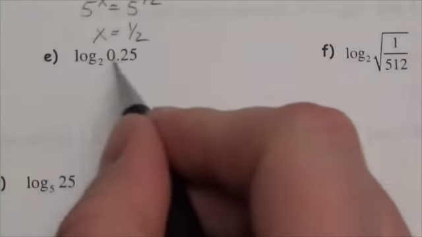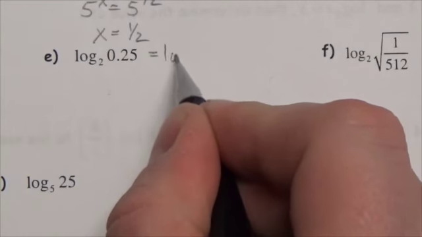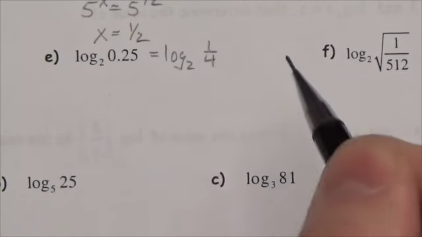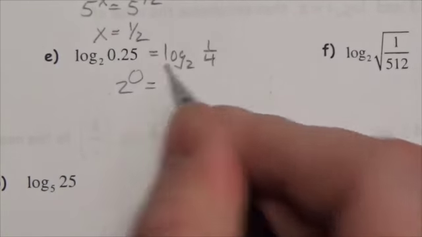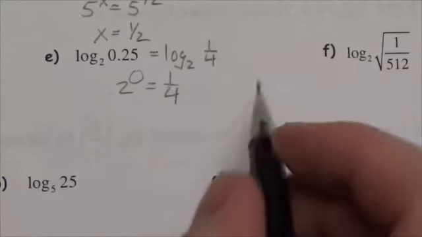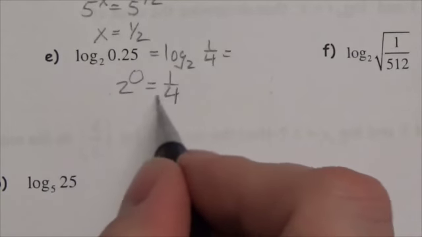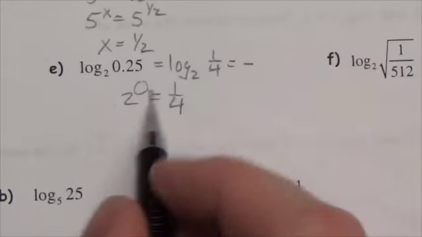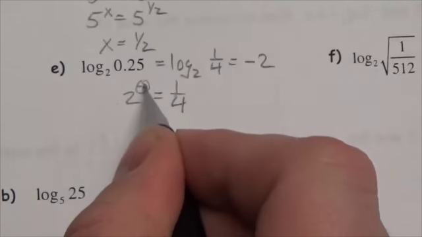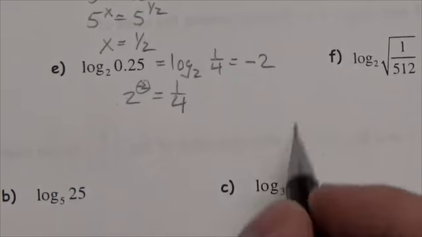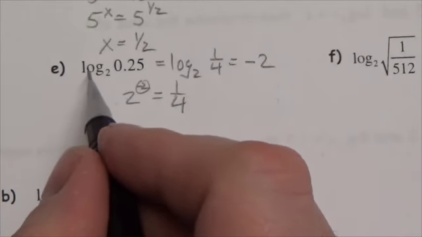Log base 2 of 0.25. Now it might help in this particular case to rewrite the argument. So this would be log base 2 of 1/4. Now we have to ask ourselves, what exponent would I have to take 2 to to get 1/4? Well, it's going to have to be negative because I have that 4 in the denominator. And to get 2 to become a 4, I have to square it. So this has to be 2 to the negative 2 is equal to 1/4. So that in turn is what you'd get when you go log base 2 of 0.25.